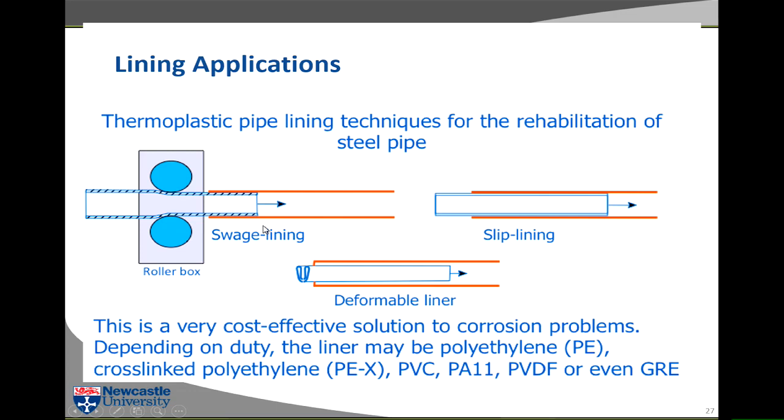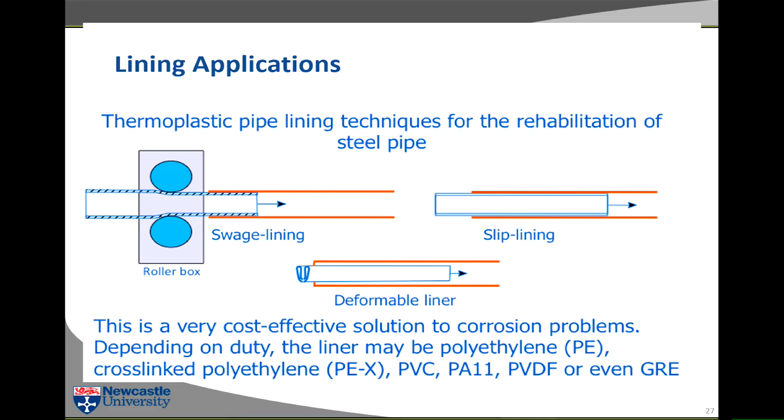If you want to know about these processes, just Google them and go on Wikipedia. You get plenty of pictures of the pipes being installed and things like that. Right, that's swage lining. Simpler one than swage lining is slip lining. Here the thermoplastic pipe is just a clearance fit on the steel pipe. It's significantly smaller diameter than the steel pipe, and you can just pull it in.